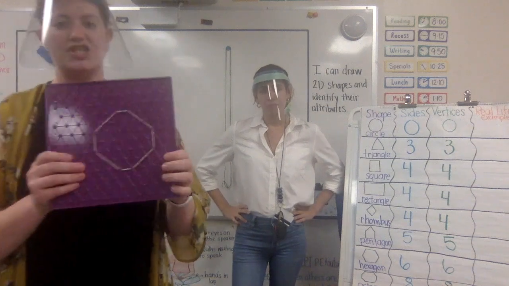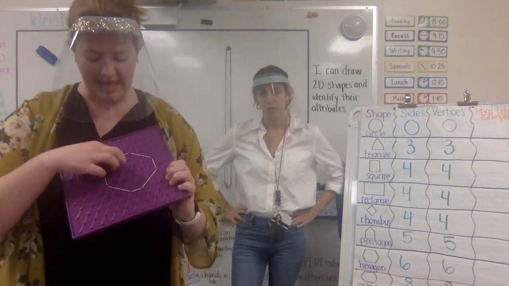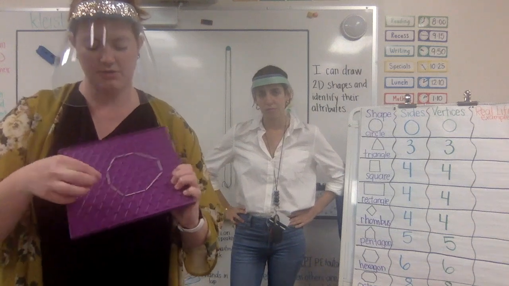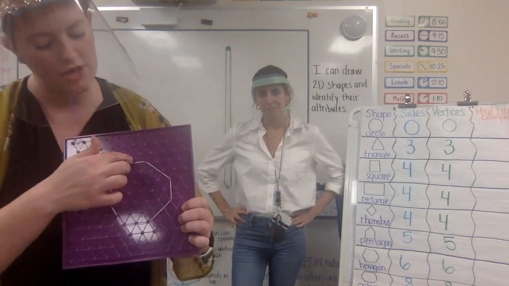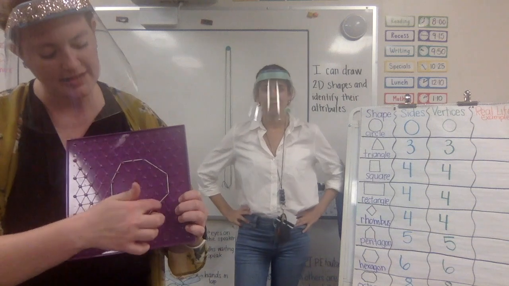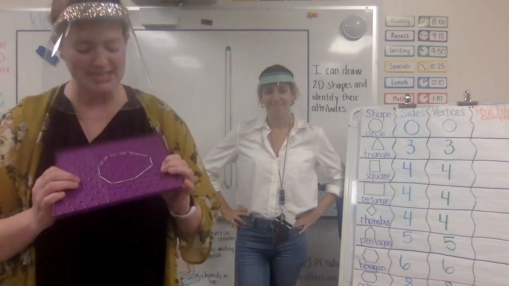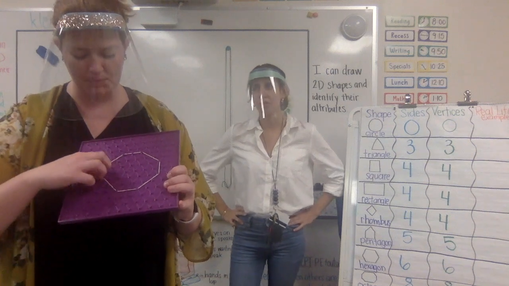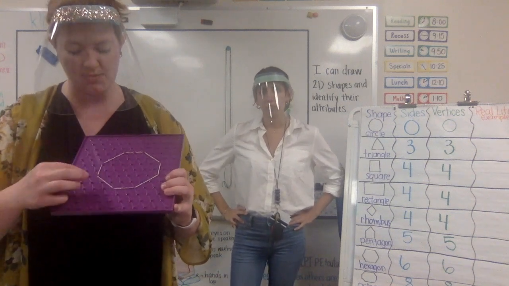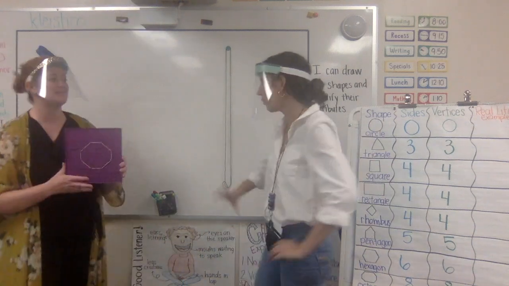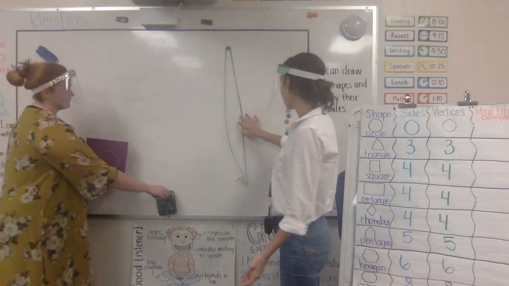And let me go ahead and just look right now. Do I have 8 sides and 8 vertices? Let's count. 1, 2, 3, 4, 5, 6, 7, 8. I do. I have 8 sides and 8 vertices. And it maybe doesn't look super even right here on my geoboard, but I know that it has 8 sides and 8 vertices. Well, let's see if I can build the same thing with my strings.